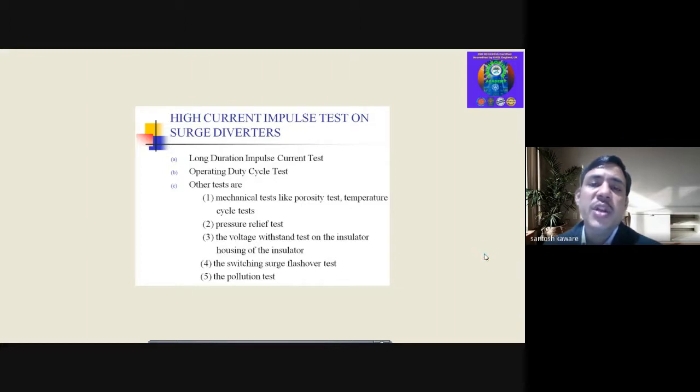Otherwise, after a certain period, if that lightning arrestor is not grounded properly, that impulse itself will damage your surge arrestor or diverter. It cannot sustain for the more duration, because impulse voltage, we know, is thousands of kVs. It is too much voltage whenever any lightning stroke comes. So that cannot be sustained. So for that, its duty cycle is most important. Again, mechanical tests like porosity test, temperature cycle test, pressure relief test. So these are some of the tests to check its insulation level.